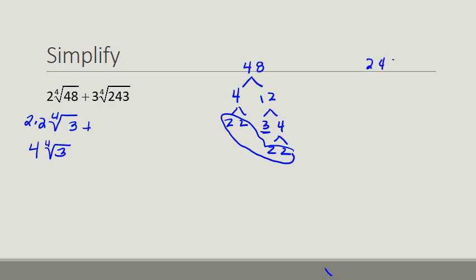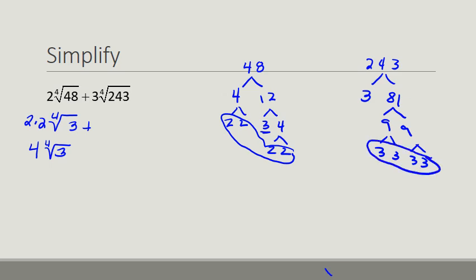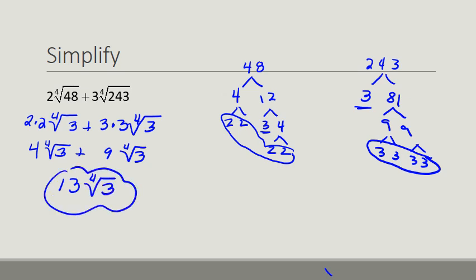plus 243. 3 goes into that 81 times. And then 81 is 9 times 9. 9 is 3 times 3, and 3 times 3. I need groups of 4, so I'm going to group those 4 together, and they're going to come out. So it'll be 3 times 3 times the fourth root, and this one, because there's 5 of them, is going to stay in of 3. So that's plus 9 times the fourth root of 3. When I add those together, I'm going to get 13 times the fourth root of 3. And there's my answer.